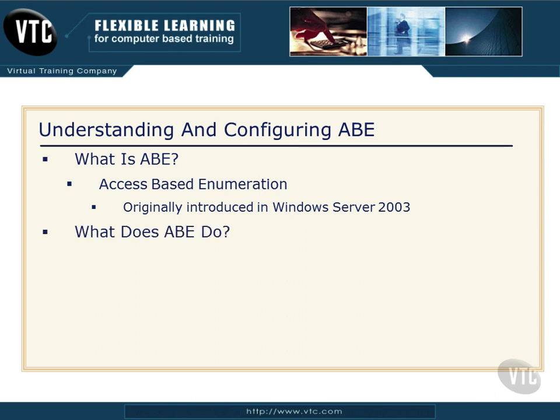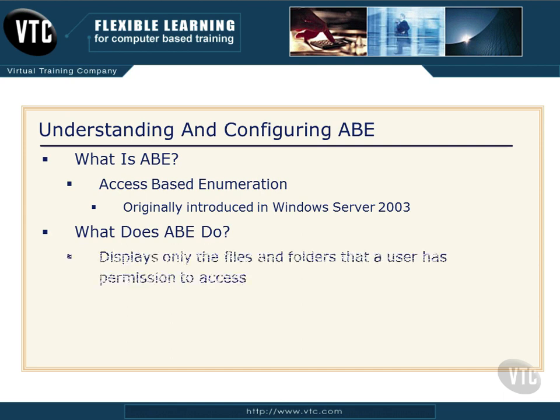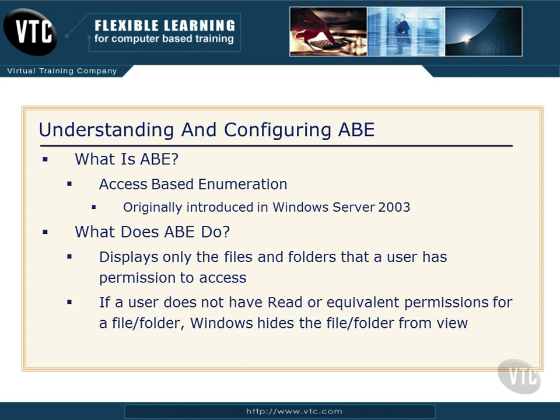Well, the way to answer that is to answer what ABE does. It displays only the files and folders that a user has permission to access. If the user doesn't have read or equivalent permissions, then Windows is going to hide that folder and you'll never see it. Now this is a great little piece of security here.